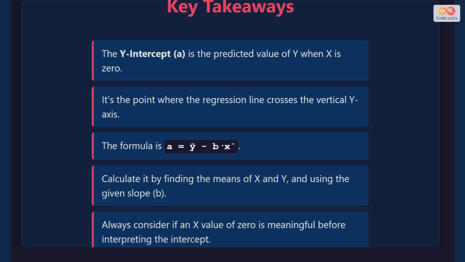To wrap up, remember that the y-intercept is the predicted value of y when x equals 0. It's calculated using the formula A equals y bar minus b times x bar. And most importantly, always think about whether the y-intercept has a practical meaning in the context of your data.